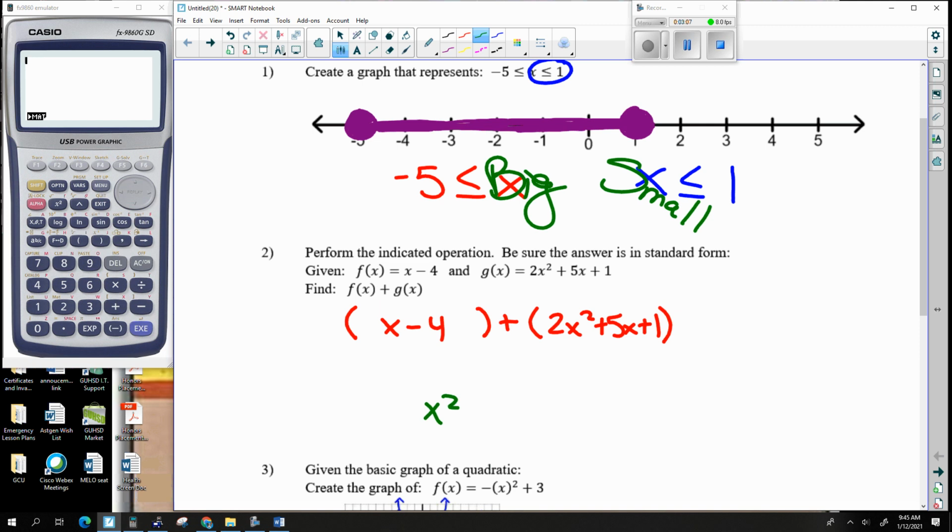So I have x squareds, I have x's, and I have normal numbers. Of my x squareds, I have 2, so I have a 2x squared. The x's, I have a 1 and a 5, so 1 and 5 are 6. The normal numbers, I have negative 4 and positive 1, so that's going to be negative 3.